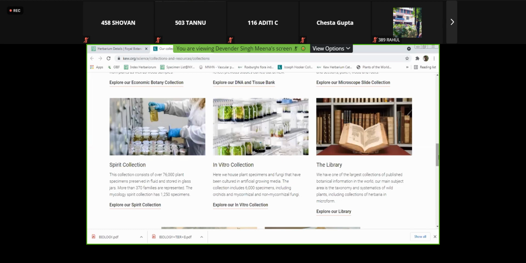And let me tell you, the library section of this herbarium is very, very interesting, because it will not only give you the literature, but it will also give you the letters which actually passed between scientists or people at the time, like J.D. Hooker or Bentham and all other people. So there was a time when Britain was ruling almost around 80 countries, and they were exploring the flora and fauna of all those 80 countries.